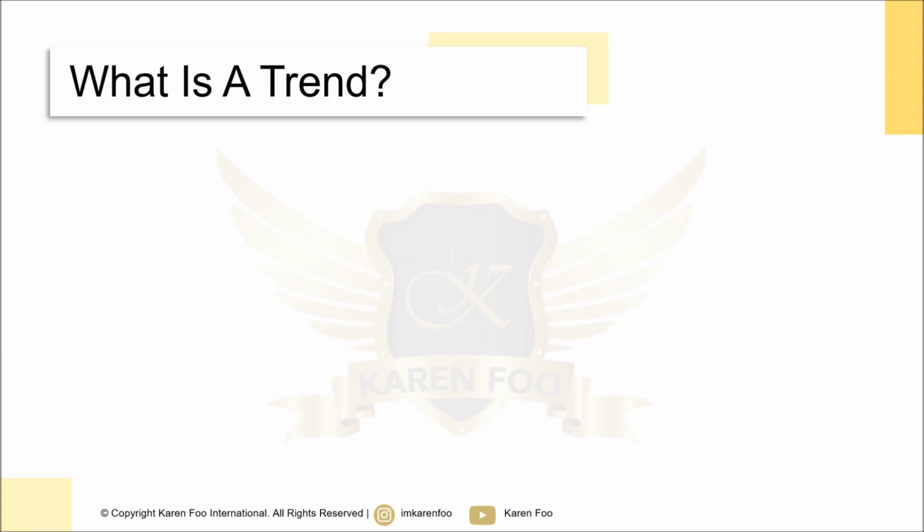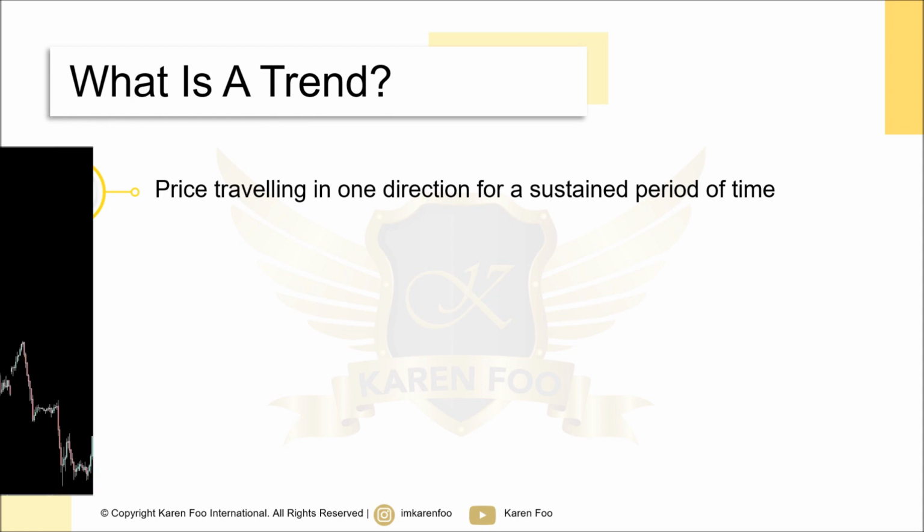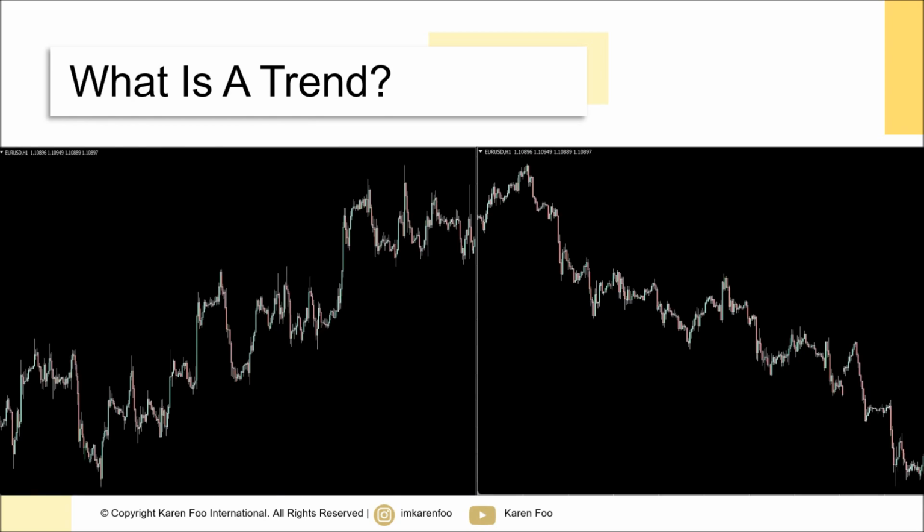So basically, what is a trend? It is a situation where price is traveling in one direction for a sustained period of time. For example, if you zoom out on your chart, say an H1 chart, you can see price going on an uptrend for a long time. You see a lot of green candles. It doesn't last for one day, or 2 days, or a few minutes or seconds. It lasts for days and weeks and sometimes months.